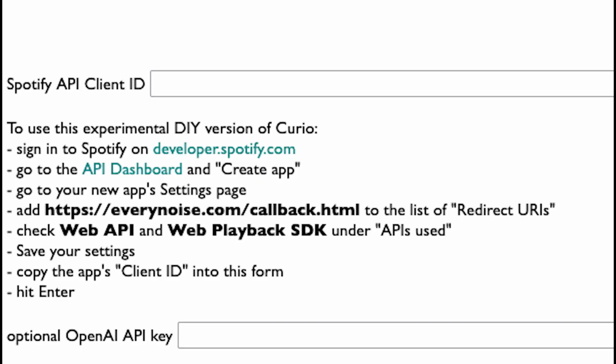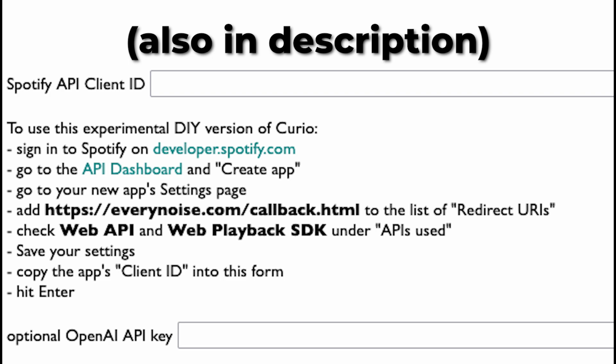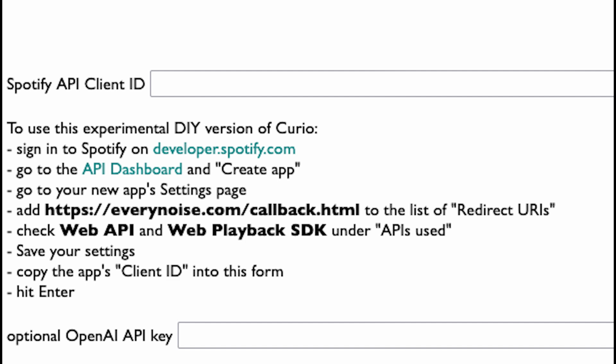So you sign into developer.spotify.com. You're going to go to the API dashboard and create an app. From there, you're going to go to the new app's settings page. You're going to add that URL, and you're going to put that in the list of redirect URLs. You're going to go ahead and check Web API and Web Playback SDK. Save your settings, copy the app's client ID into this form, and hit enter. I already did it, so I can't do it again, but I promise you, it is just as easy as it sounds. Super easy to use, super easy to sign up.